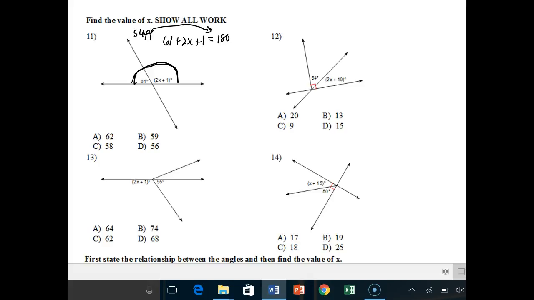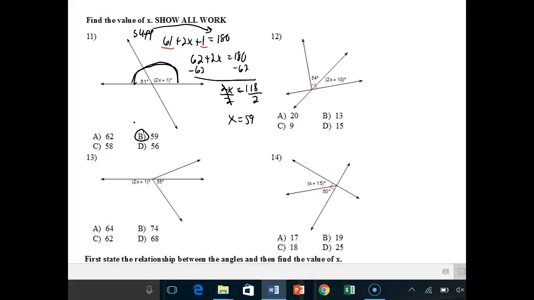So we say first 61 plus 1, combine those like terms, you get 62 plus 2x equals 180. You subtract 62 from both sides, you're left with 2x is equal to 118, and then you divide by 2. So in this case, x is equal to 59 degrees.